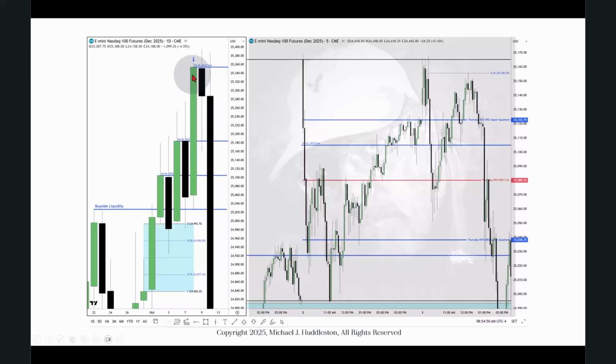You can see what they're doing with the candlestick wicks. Yeah, we were here at this highest point, but we closed down here. We were high up here, but we closed right here. We were high up here, but we closed way down here. We were high here, but we closed right there. That's distribution of longs and accumulation of shorts by smart money.